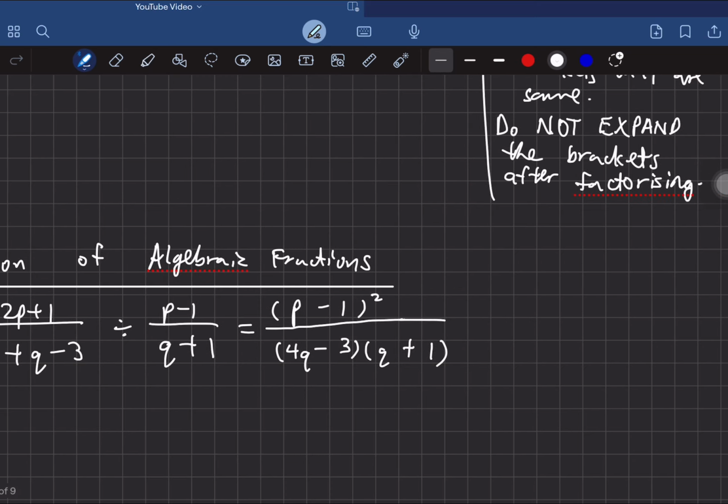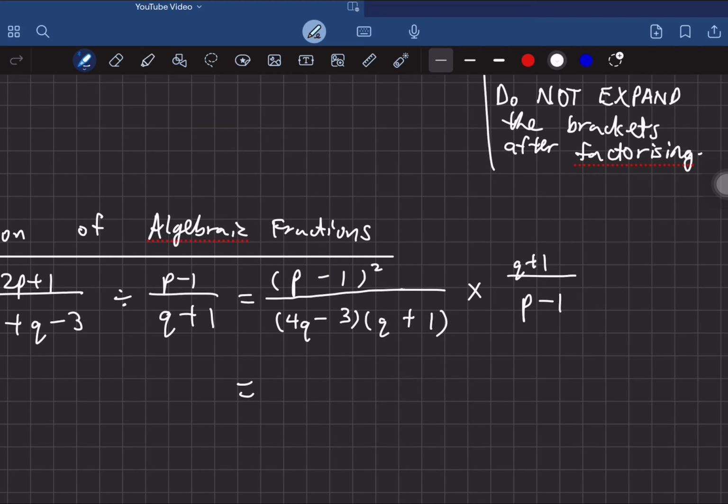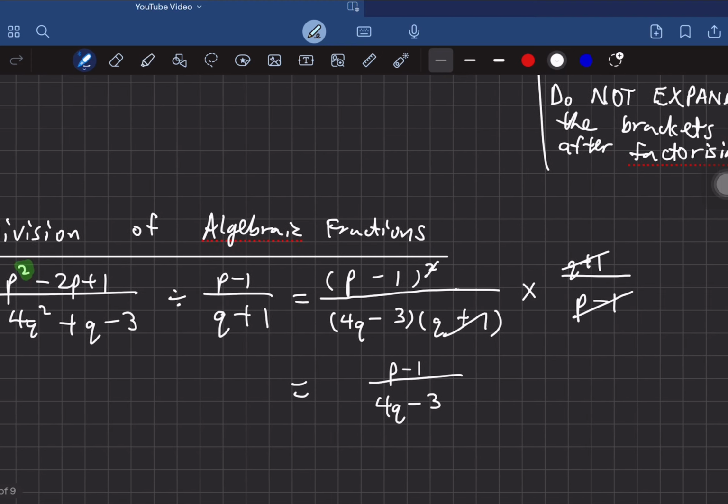Then KCF, keep, change, flip. So with this, you can see, this one you all have a choice, so I'll do it in a different manner. Just now the previous example for multiplication, I combined them into a single fraction. So for here, I can cancel out diagonally for any bracket. They are identical. Diagonally, they are the same, or top and bottom. So I have p plus 1, p plus 1. So q plus 1, q plus 1. I have a p minus 1, I have a p minus 1 here. So which means the final answer will be p minus 1 over 4q minus 3. So that's how we perform division of algebraic fraction.